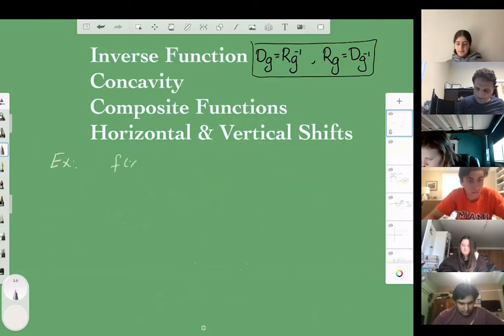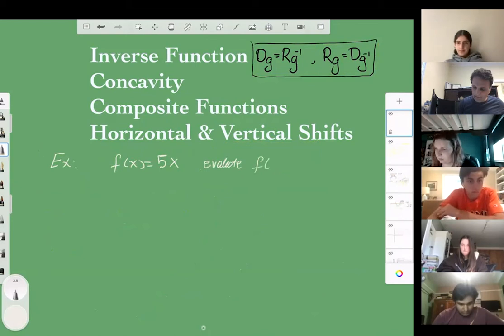F of x equals 5x. They're asking us to evaluate f of 4 and f inverse of 15.